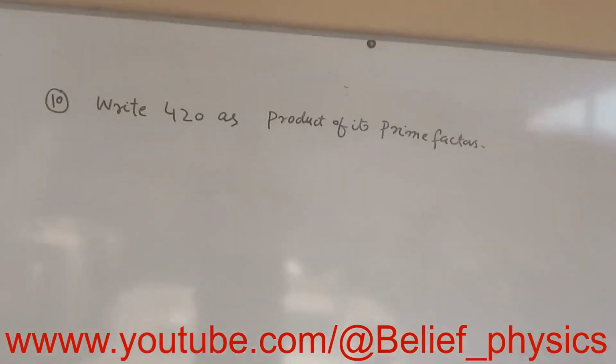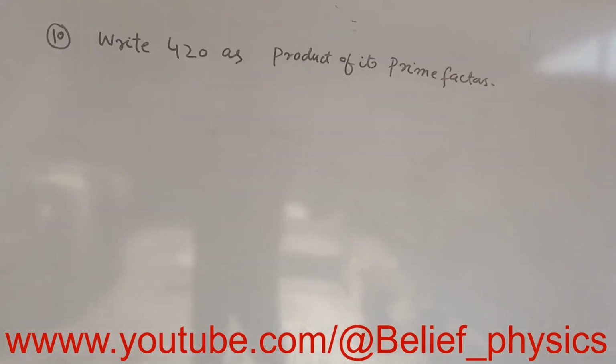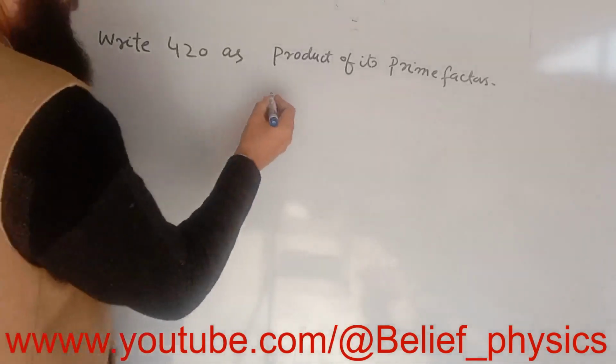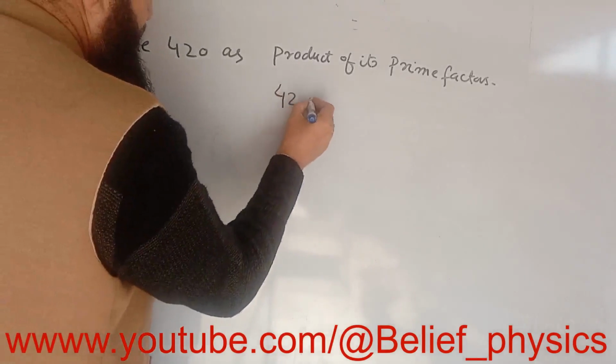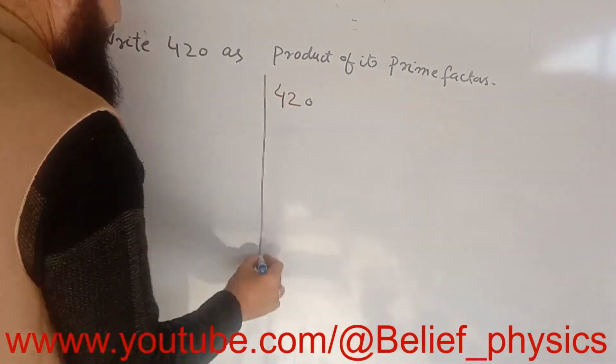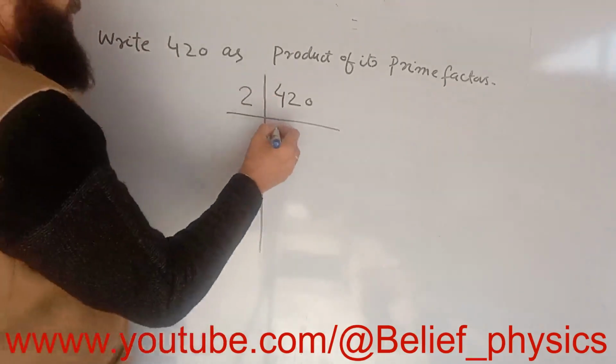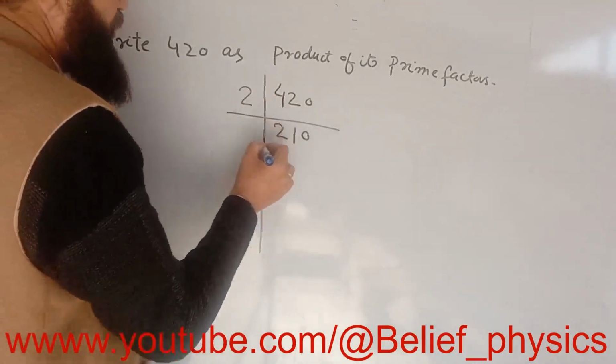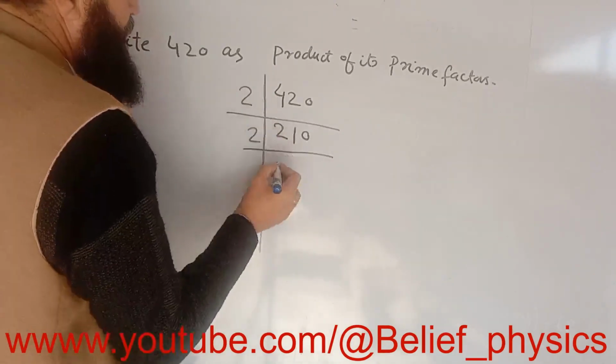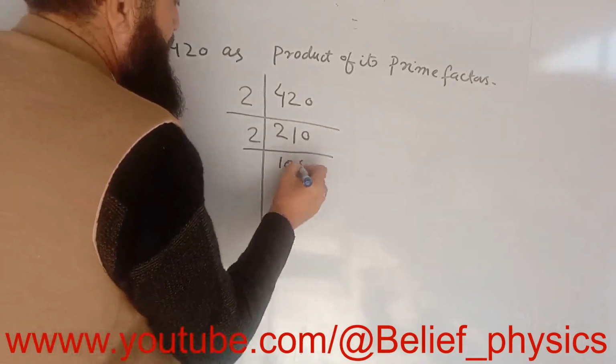Tenth question is to write 420 as a product of its prime factors. So the method is, we will write 420 and divide it by prime numbers. So 2 is a prime number, we divide it by 2. 2 2s are 4, 2 1s are 2, 0 is 0. Then 2 1 0 5.